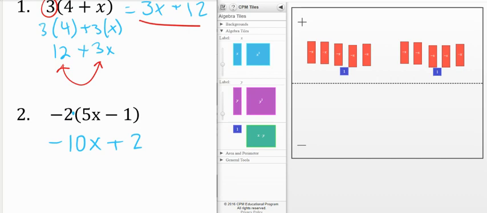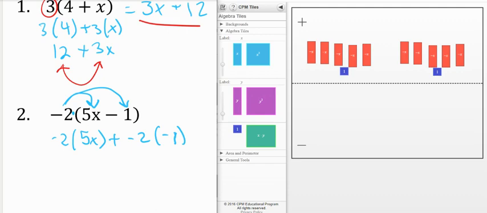So if I want to do this algebraically, I can use my arrows again. And so I would be doing -2 times 5x. Let me write this down. So -2 times 5x, and then, okay, so plus, and then -2 times -1. So again, I'm just taking that -2 and multiplying by everything inside. So a -2 times a positive 5x is -10x, and -2 times -1 is +2. So you can see I got the same answer as my tiles over there.